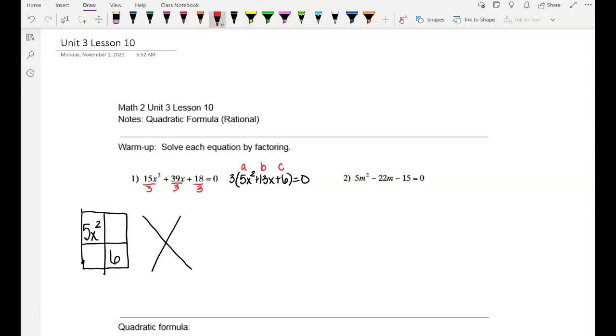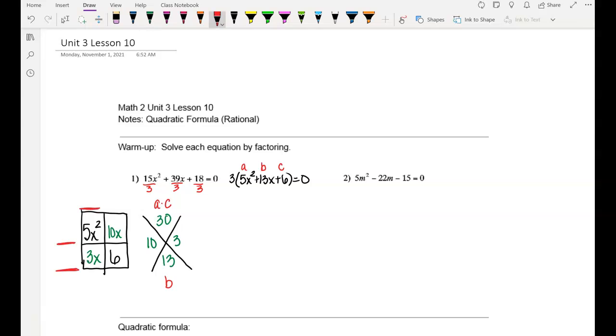Go to my x. I know my A times C goes at the top, B goes at the bottom. 5 times 6 is 30. B is 13, so I need two numbers that multiply together to make 30 and add up to 13, which would be 10 and 3. So one of these boxes is 10x, the other box is 3x.